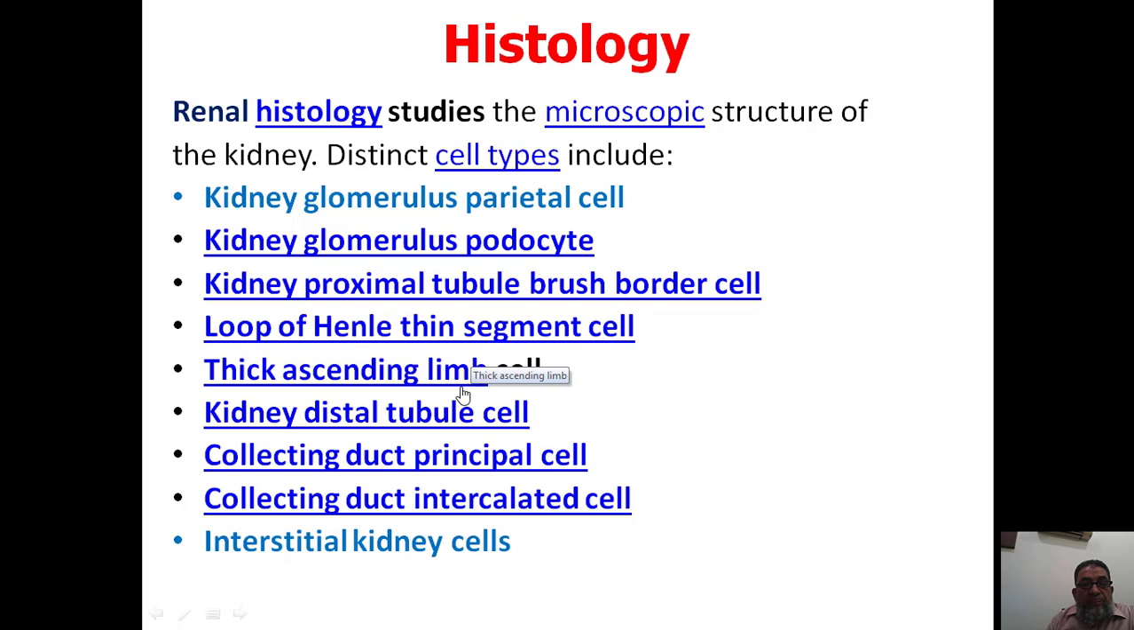Then the thick ascending limb cell, kidney distal tubule cell, collecting duct principal cell, collecting duct intercalated cells, and interstitial cells, including the mesangial cell, and other cells are also located within the kidney parenchyma. You will have to look at the various types of cellular lineage present within the parts of the nephron.